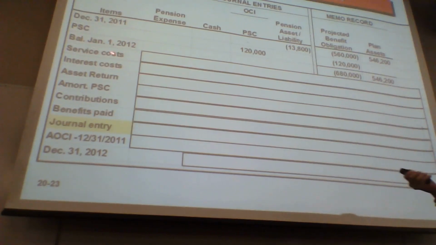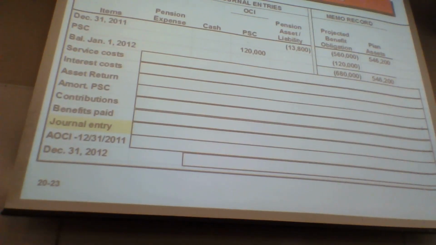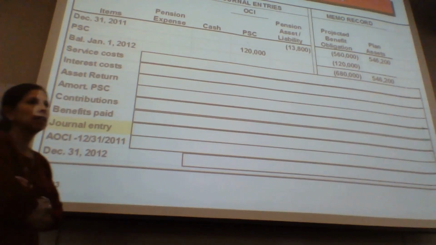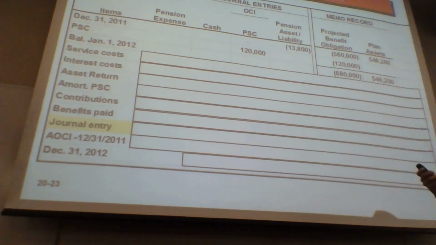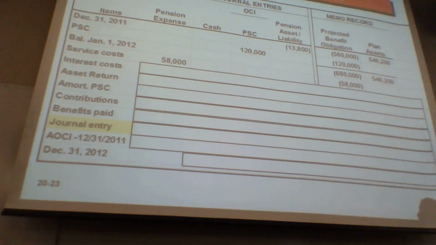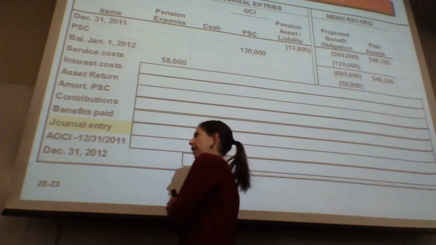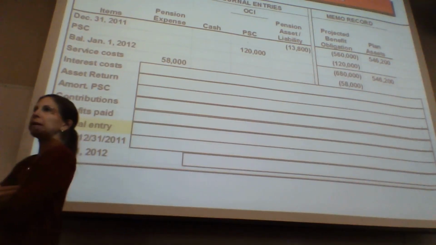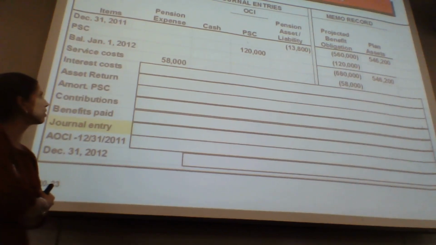Next is the line for service costs. The given information tells us that the service cost is $58,000. So which columns are impacted by service cost? Pension expense and the obligation, right? So we're going to debit pension expense for $58,000, and we're going to credit, also increase the obligation for $58,000. Okay, so that takes care of the first component of pension expense, which is the current year service cost. Okay, the cost incurred for the current year's worth of service.